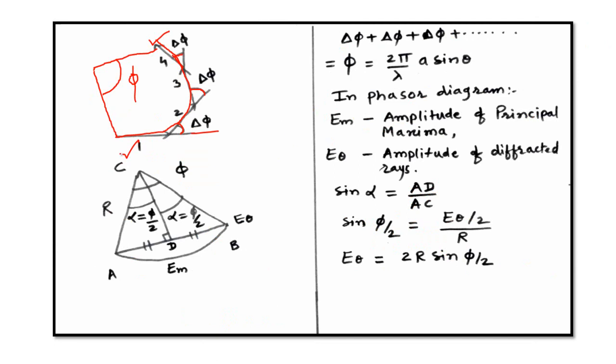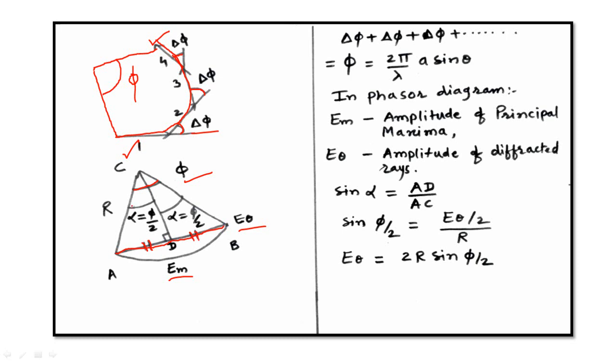Okay, so I again redraw this figure over here. By addition of all these phasors together, here I will get an arc of a circle, and the total angle which is subtended by this arc is the total phase difference phi. Now let us represent this arc AB by say EM, and let us join this chord AB, and let this chord AB be represented by E theta. Then let us draw a perpendicular bisector from this C on this E theta, so that it will divide this E theta into two equal parts, that is AD is equal to DB.